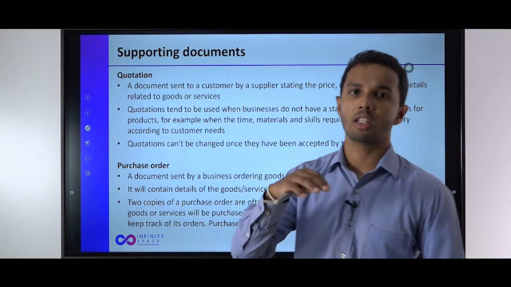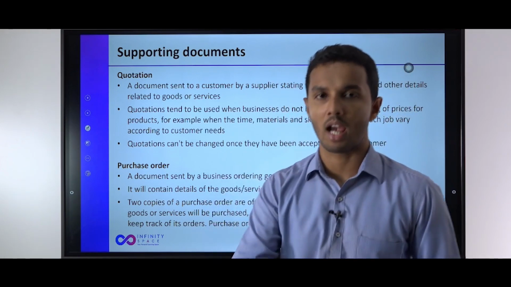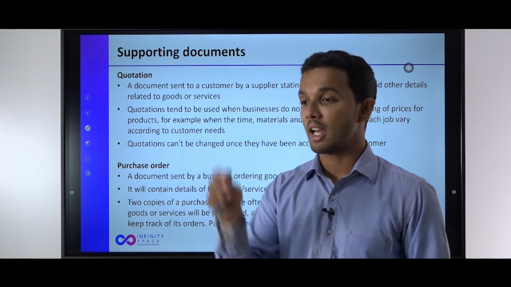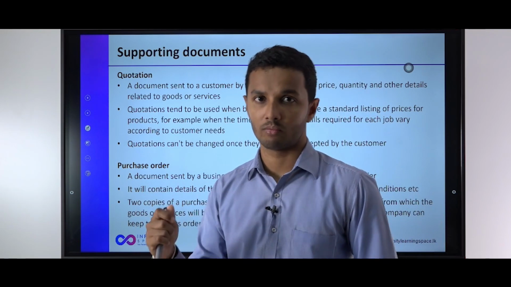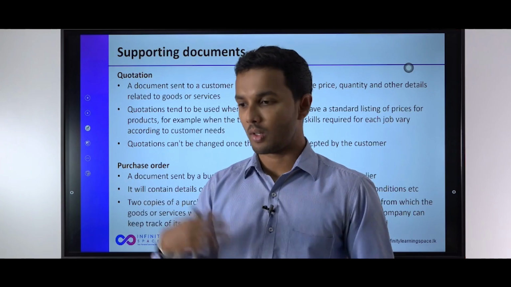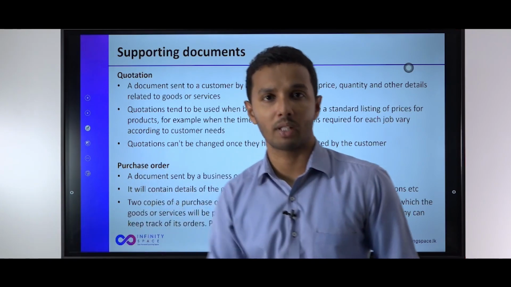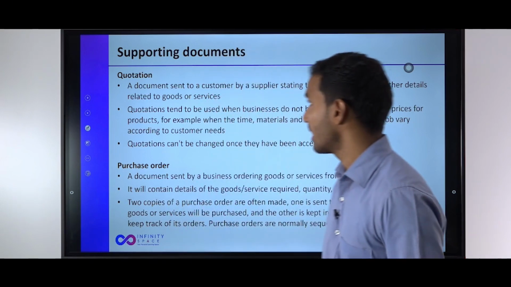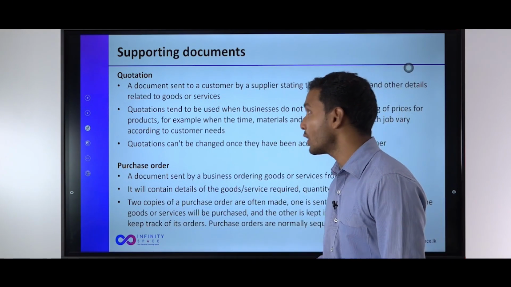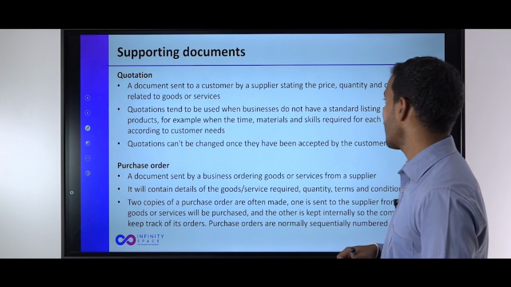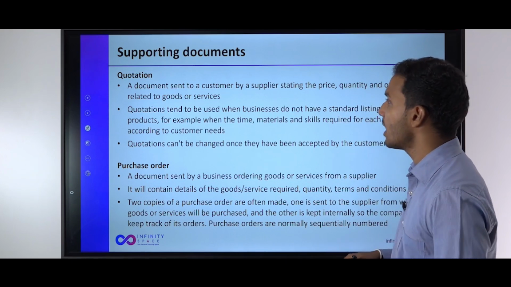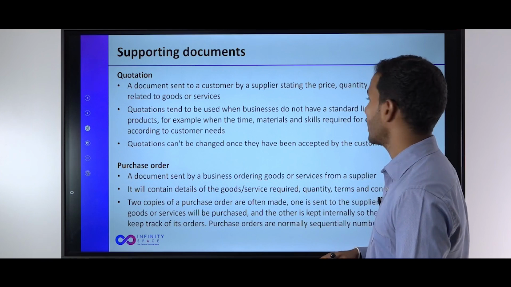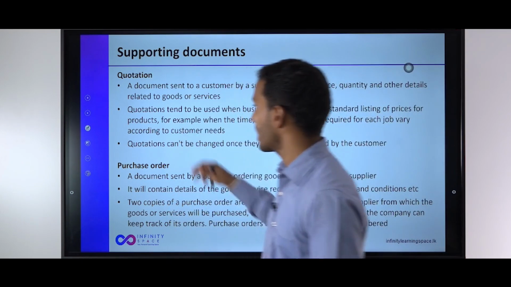All the potential suppliers will say, okay, this is how much I can supply, this is the type of wood I can supply, kumbuk, mahogany, or whatever, and this is the price I'm going to charge you. It's a document that tells us, this is what I can buy from this particular supplier at this price, and these are the terms and conditions. Quotations tend to be used when businesses do not have a standard listing of prices for products, for example, when the time, materials, and skills required for each job vary according to customer needs.